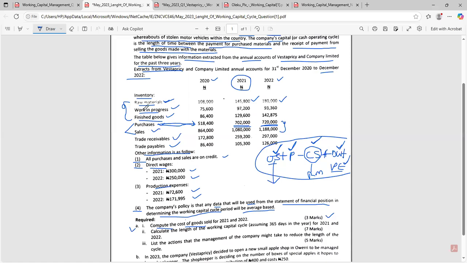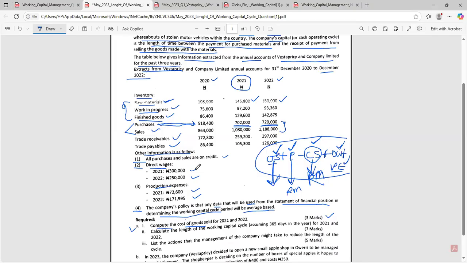Now, this is a manufacturing question. We have done opening stock of raw material, purchases of raw material, and closing stock of raw material. We need to move to direct wages and production expenses if you have them in the question. If you don't have them, ladies and gentlemen, please move directly to work in progress, because after your goods pass through raw material, they will enter work in progress, then after work in progress, they will enter finished goods. So follow the trend from raw material to work in progress, from work in progress to finished goods.